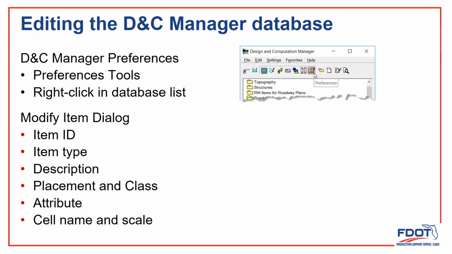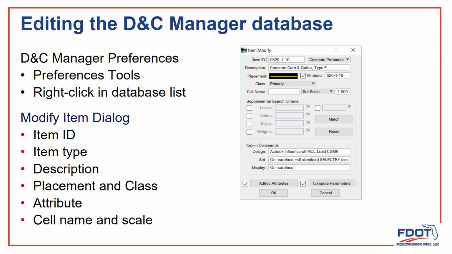If a pay item has changed, make sure you have the latest maintenance release of the FDOT SS4 software and update your project database if necessary. If changes are still required, only make the changes to the copy of the database that is saved to your project. In the Modify Item dialog, there are a lot of settings and definitions to consider.